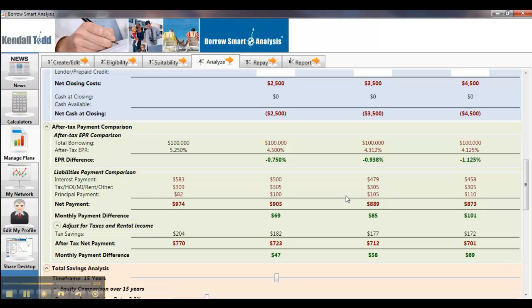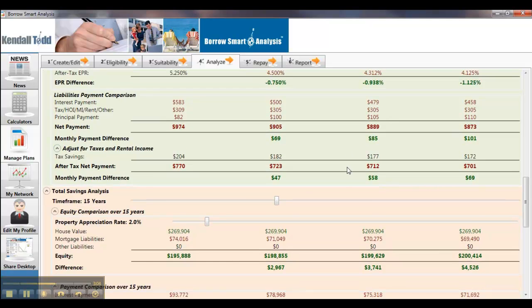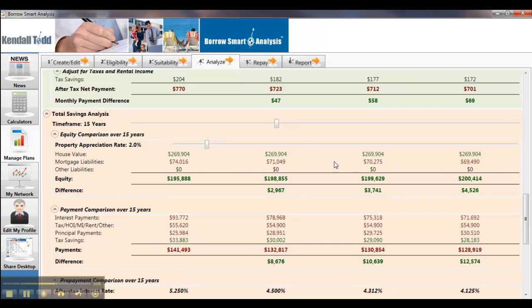But the question is, what should I do? Should I prepay these points or not? And I can see the cash flow impact. If I spend that money out of pocket, I'm getting $47 a month in positive cash flow, 58 or 69. So the next question becomes, what's your time frame? And for this particular client, I'm just going to say that their time frame is 10 years.